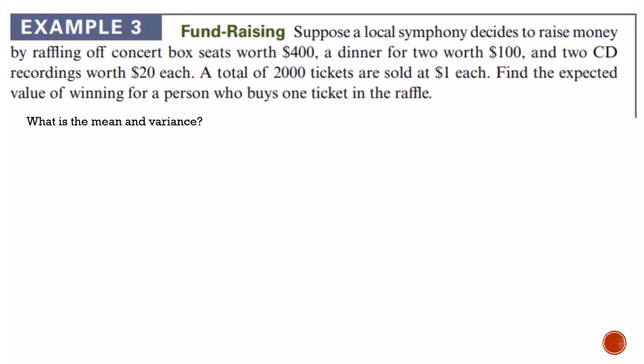Now, the 2 CDs aren't worth anything now, but I don't know when the example was done. They're also raffling off 2 different CDs, each of which is somehow worth $20. And they sold $2,000 of tickets, and each ticket is $1. So we want to find the expected value for someone who is buying a single raffle ticket.